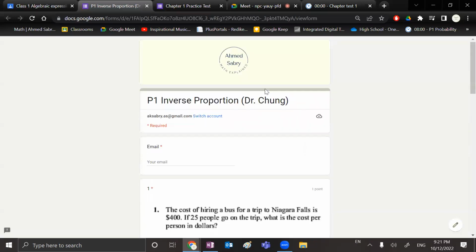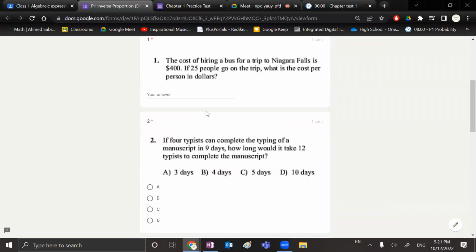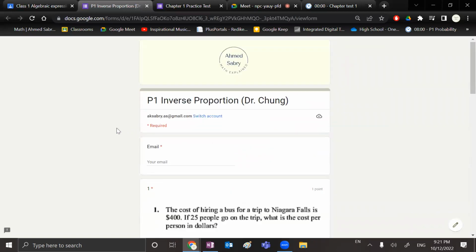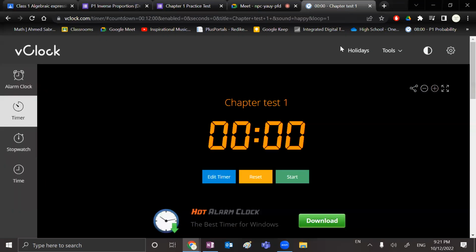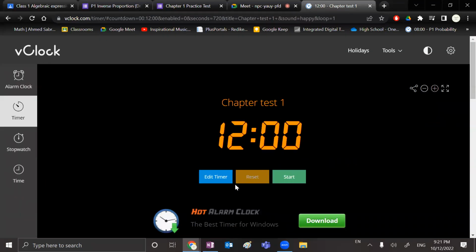Actually, do this. There are 4 questions only. We've already solved a couple of them, actually 3 of them. I just think you can do the other one right away. So P1, inverse proportions. I'll give you 5 minutes for that one. Actually, 4 minutes for that one.